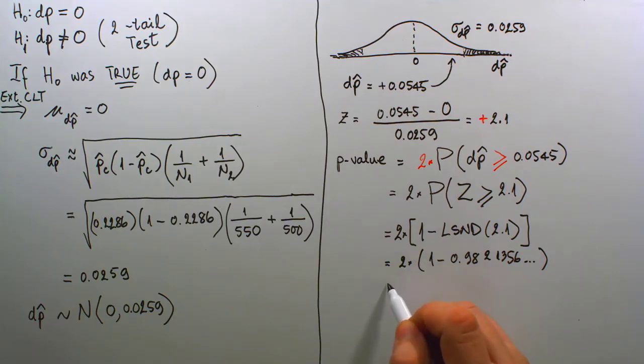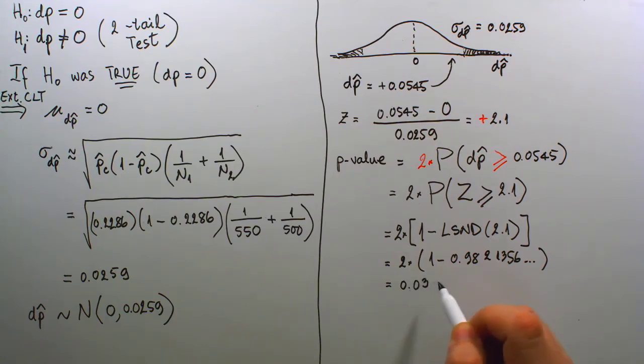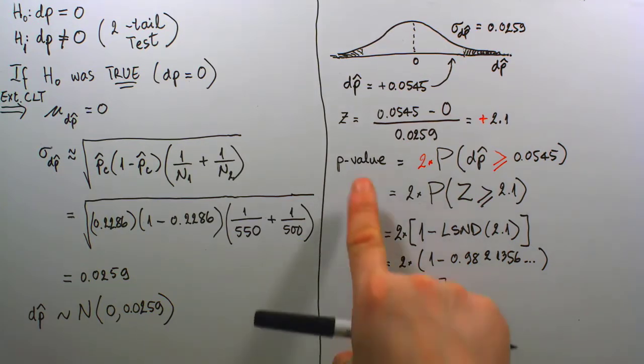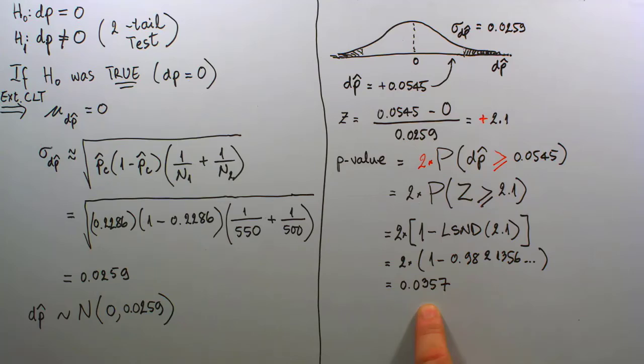Final calculation of mine came out to be 0.0357 after doubling the total probability. And again, unless specified otherwise, my final p-value will always be rounded to 4 decimal places. But again, I highly recommend viewers and my students to watch for the rounding requirements in each of the problems that you are doing.